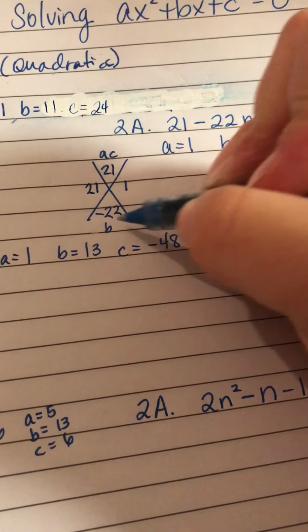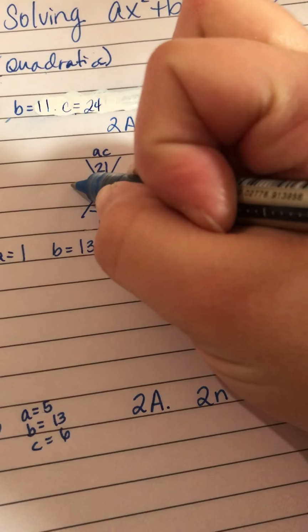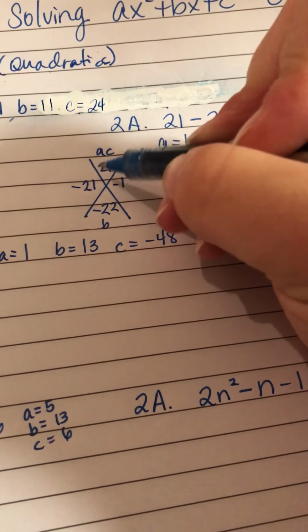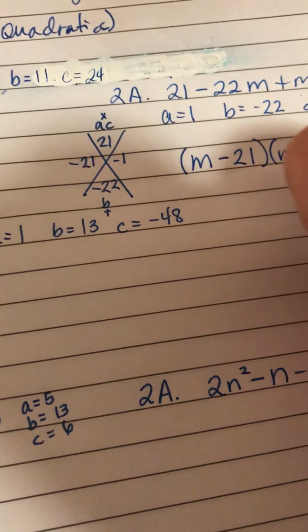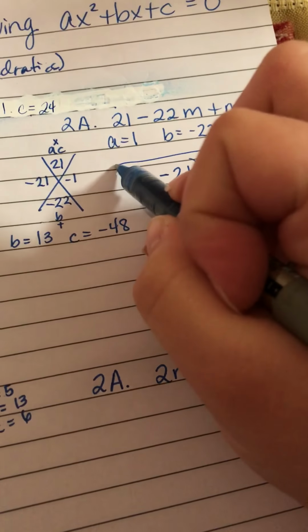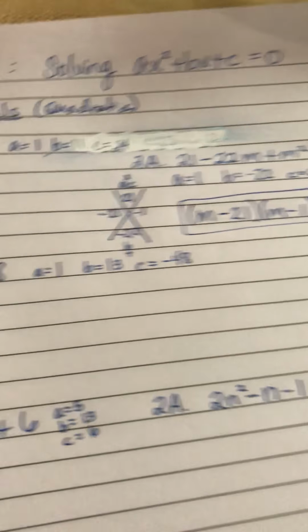But because this addition is negative, they both have to be negative. Also, to get a positive at the top, the signs have to be the same when you're multiplying, because this one is the multiplication and this one is the addition. So negative 21 plus negative 1 equals negative 22, and negative 21 times negative 1 equals 21. So these are our two numbers, and so our factors are, we're using m's, so m minus 21 and m minus 1. And so we're finished with these.